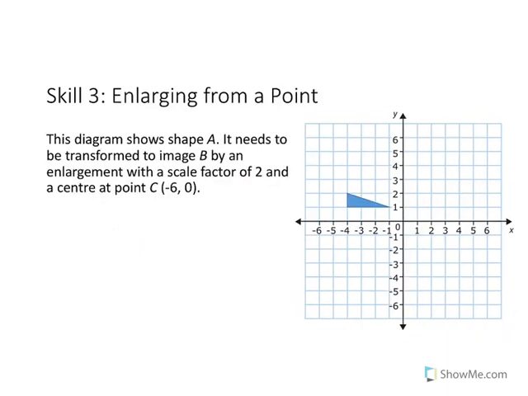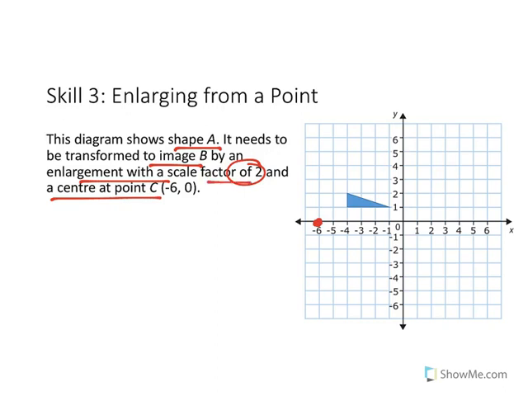Finally, enlarging from a point. This diagram shows shape A. It needs to be transformed to shape B by an enlargement with a scale factor of 2, so it has to double, at a center at point C, which is (-6, 0). So here's my center of enlargement. So we're going to go the other way now. You have to double it.